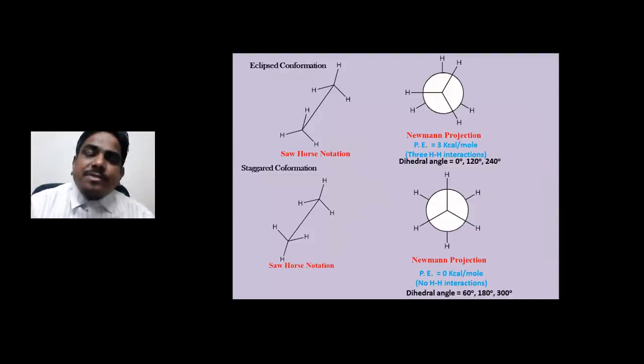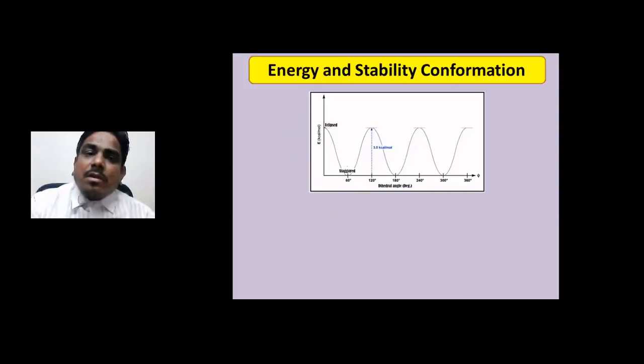With this eclipse conformation and the staggered conformation of ethane, we move forward to energy and the stability of the conformation. The eclipse conformation contains the steric interaction and the electronic interaction of 3 hydrogens, so its energy is 3 kilocalories per mole. The eclipse conformation is observed at 0 degrees, 120 degrees, 240 degrees, and 360 degrees.